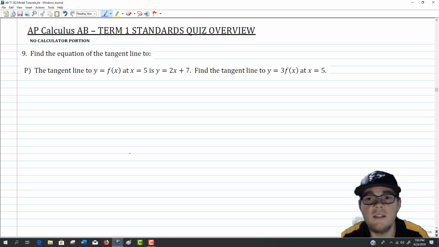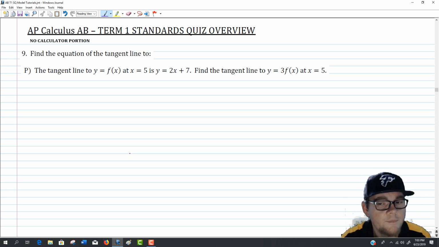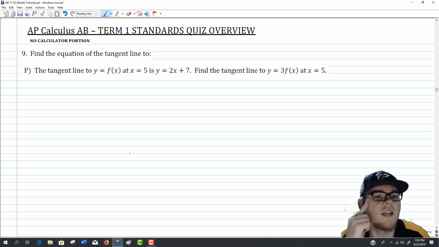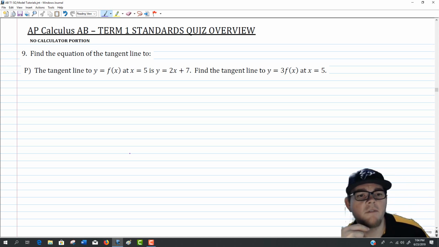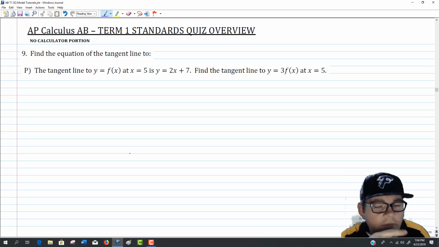Once again, in this case, you might see some algebraic challenges. This one, though, involves a little bit more of a conceptual challenge. So in this case, it says that the tangent line to f of x at x equals 5 is 2x plus 7. Then it wants the tangent line to 3f of x at x equals 5. So there's a couple different layers that we have to actually work through here. So there's definitely some stuff to think about.